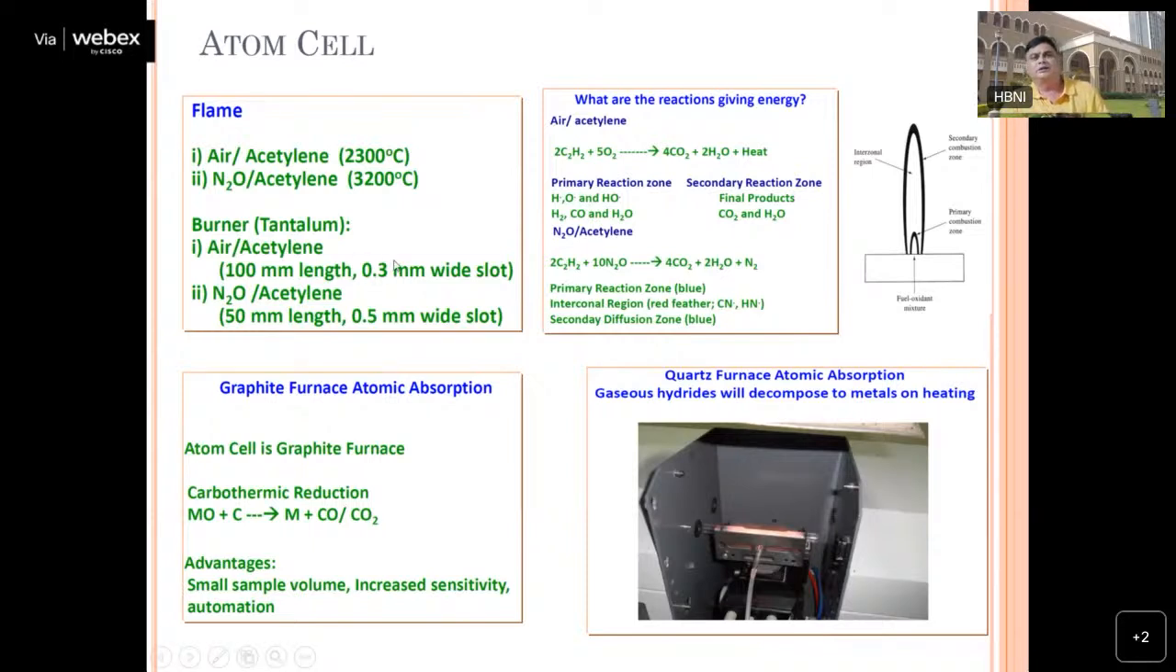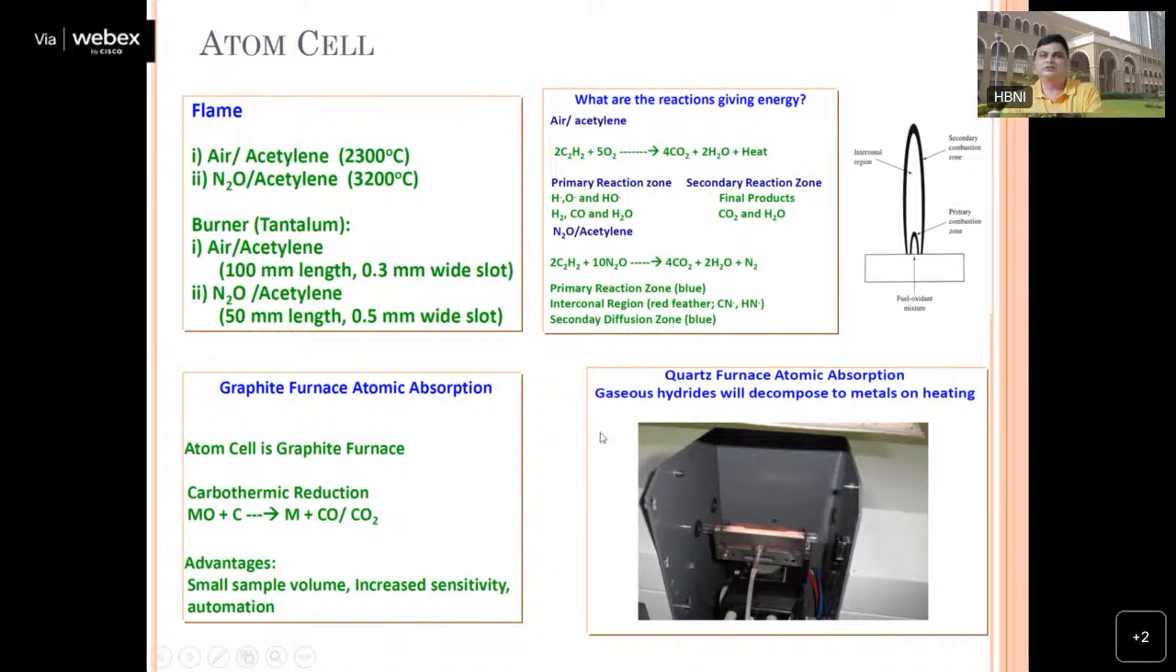Whenever you have a small volume of sample, for example, for carrying out the analysis in the flame we need at least 5 ml of the sample. But there are certain biological samples where you have only microliters, maximum 0.5 ml of solution, and in that 0.5 ml you have to determine a few elements. In that case, it is always better to use the graphite furnace.